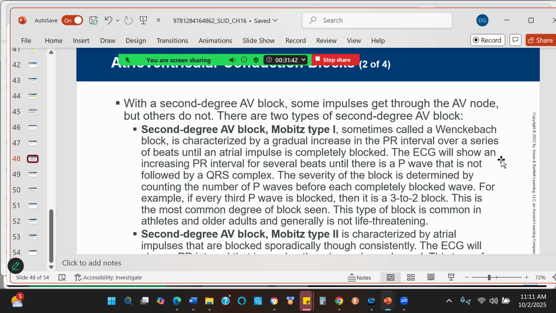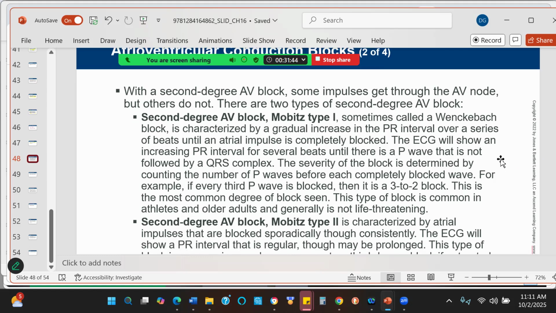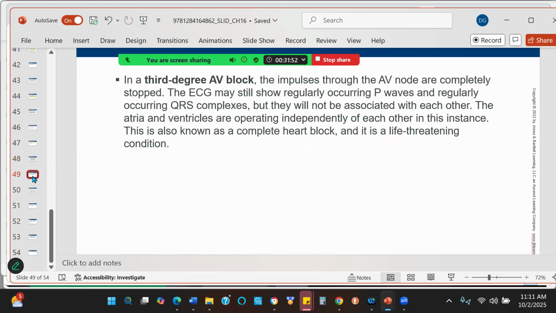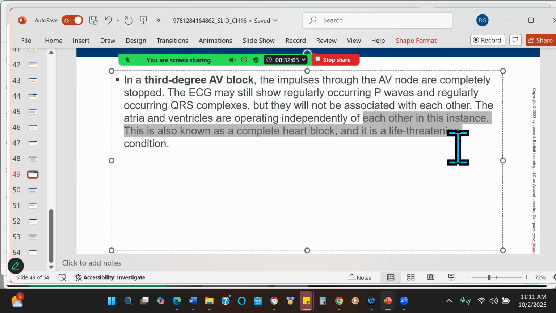Second degree type 2 is where you have some P waves that do not lead to QRSs. And that has been known to progress to a complete heart block. So, third degree block, there is absolutely no correlation between the P waves and the QRSs. Consequently, this is a life-threatening situation. This always results in a pacemaker. Third degree AV block. And that's a question they might ask on boards, what do you do for a third degree block? There's no other solution that will save the patient's life. They must have a pacemaker.